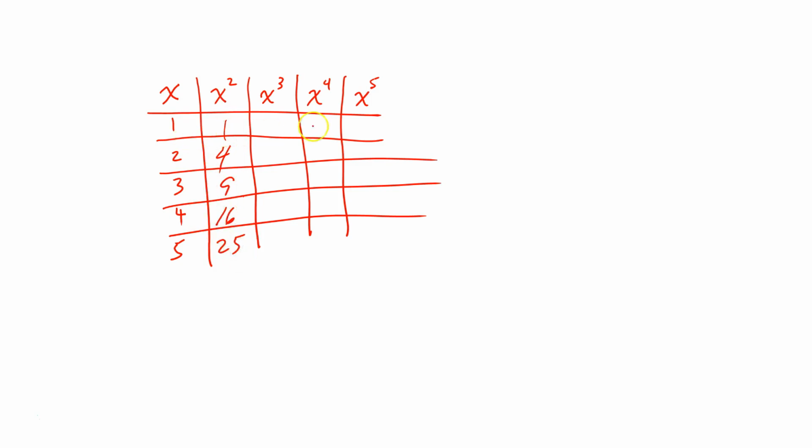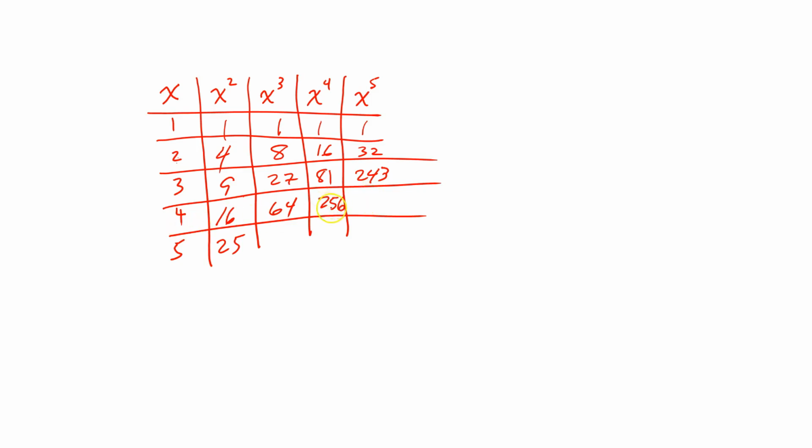It's really easier if you move from left to right, though. So 1 times 1 is 1, times another 1 is 1, times another 1 is 1, times another 1 is 1. In fact, 1 to any power is 1. Well, 2 times 2 is 4, times another 2 is 8, times another 2 is 16, times another 2 is 32. That means 2 to the 5th power is 32. 3 times 3 is 9, times another 3 is 27, times another 3 is 81, times another 3 is 243.